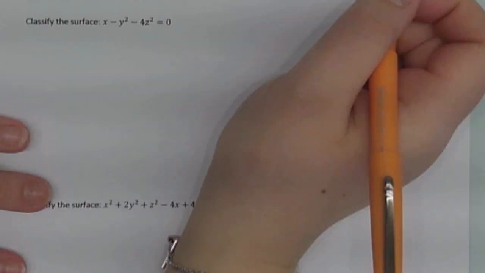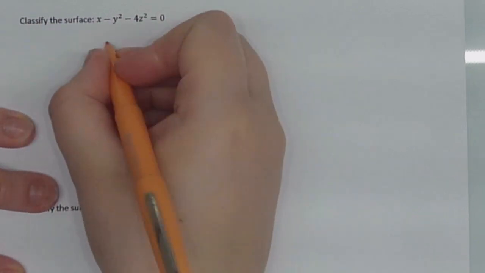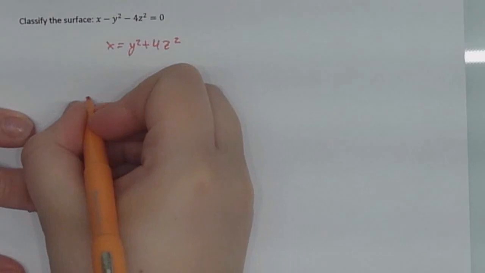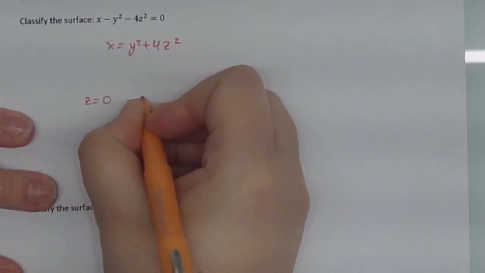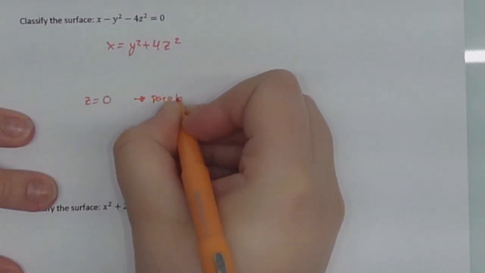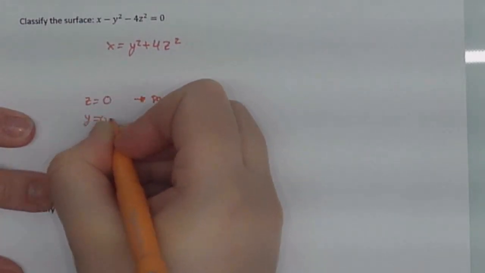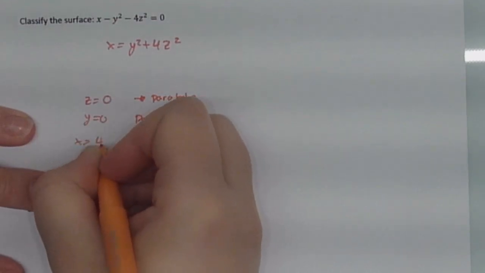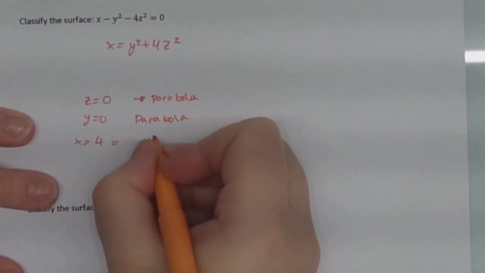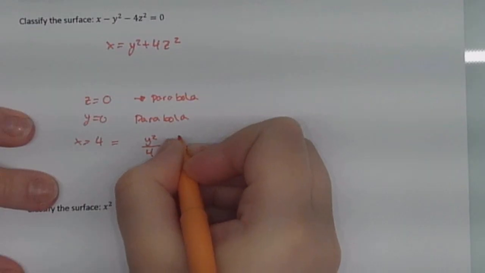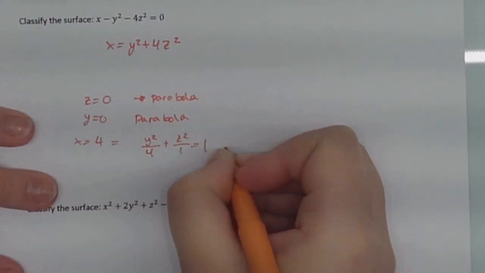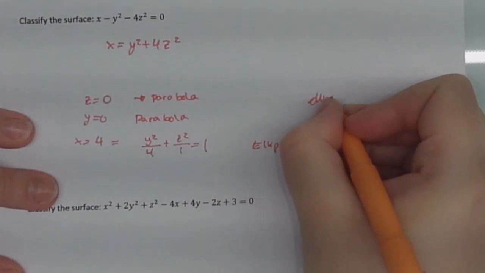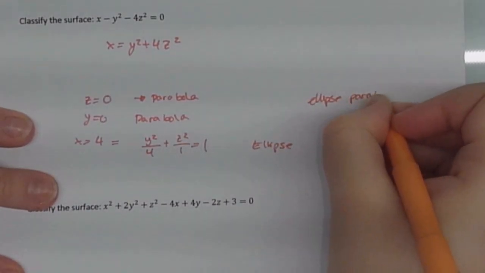Alright, next one here. I'm going to solve this one for x. So we get x equals y squared plus 4z squared. Now if z equals 0, I get a parabola. If y equals 0, I also get a parabola. And if I make x equal to 4, I get y squared over 4 plus z squared over 1 equals 1, which would get me an ellipse. So this shape is an elliptic paraboloid.